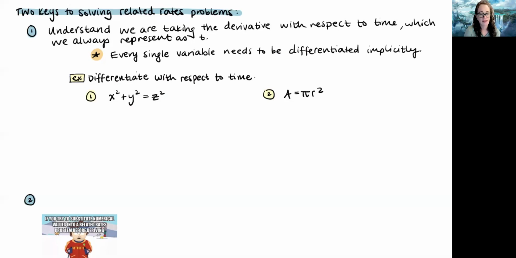Okay, so let's just take, again, these aren't related rates problems, but let's just see how that might look. In our first example, we're going to differentiate x squared plus y squared equals z squared. So this is a variation or version of the Pythagorean theorem. So if we were going to find the derivative now with respect to t of both sides, that's something we can definitely do.